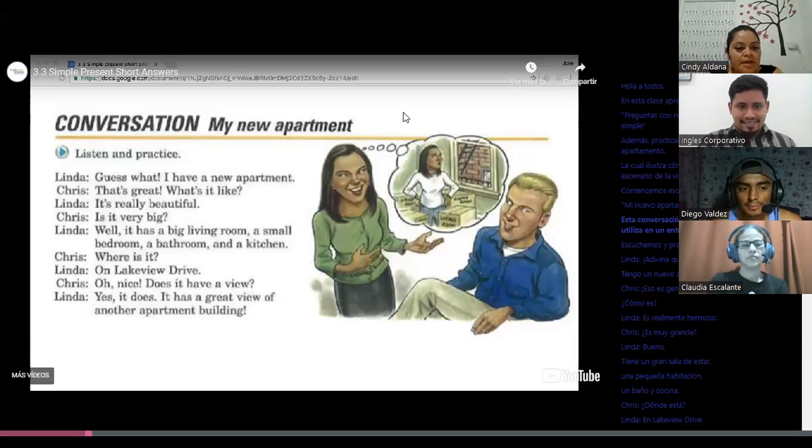Guess what? I have a new apartment. That's great. What's it like? It's really beautiful. Is it very big? Well, it has a big living room, a small bedroom, a bathroom, and a kitchen. Where is it? On Lakeview Drive. Oh, nice. Does it have a view? Yes, it does. It has a great view of another apartment building.